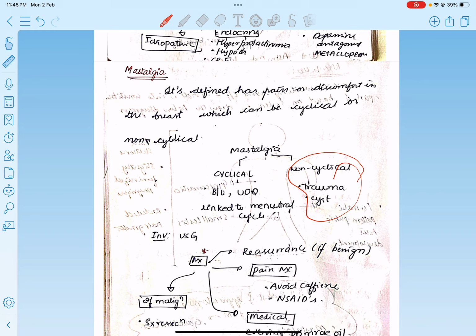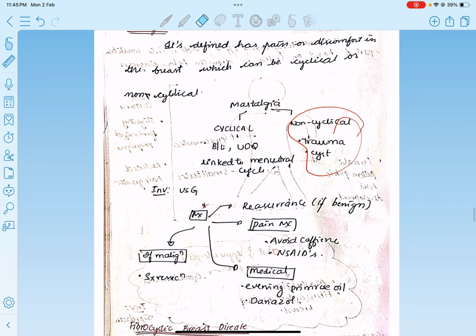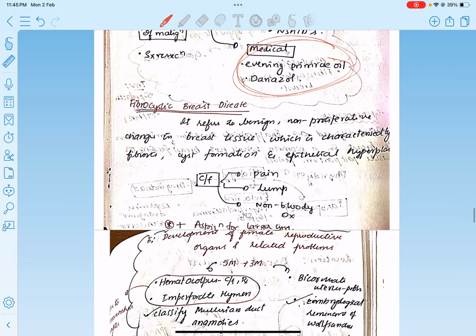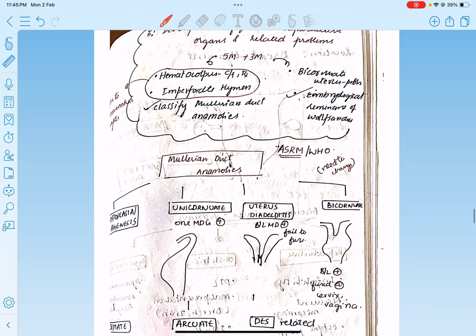But if it's cyclical and related to the menstrual cycle, the major thing is you have to talk about the medical management. Okay. Fibrocystic, I've discussed in surgery. Then I request you to check for ASRM or WHO guidelines, the recent ones.